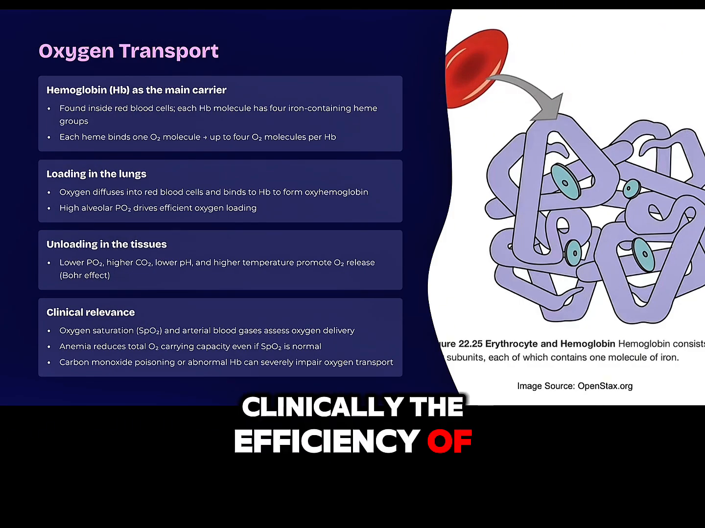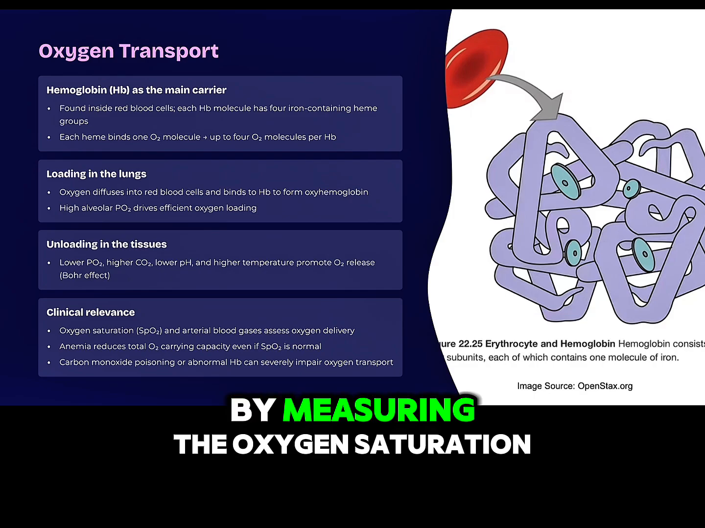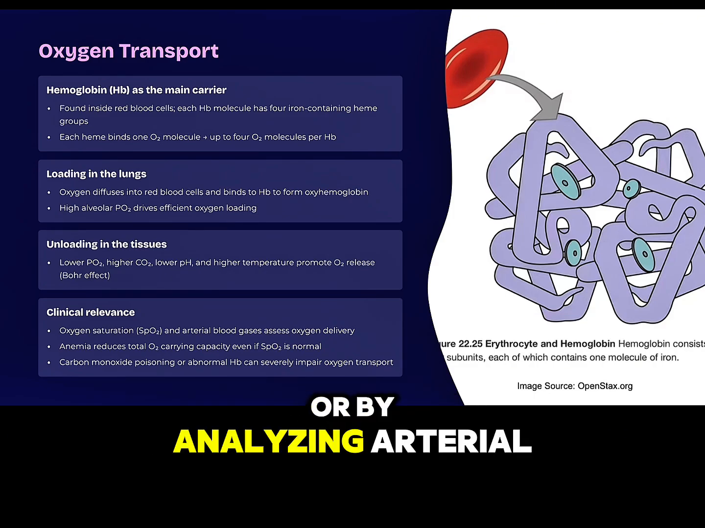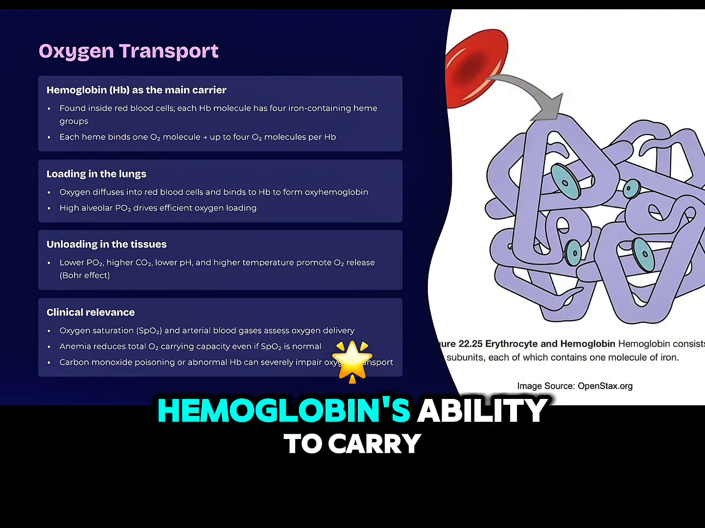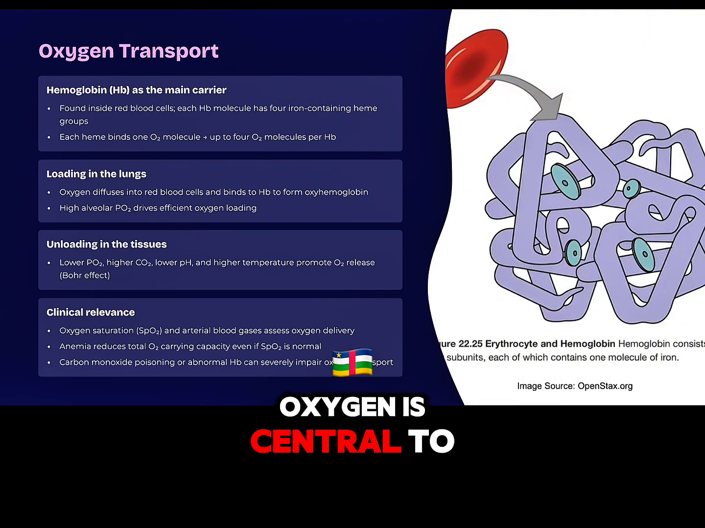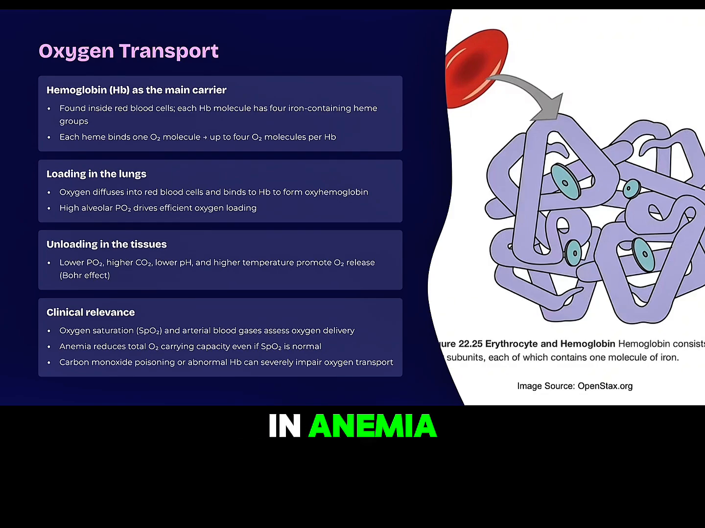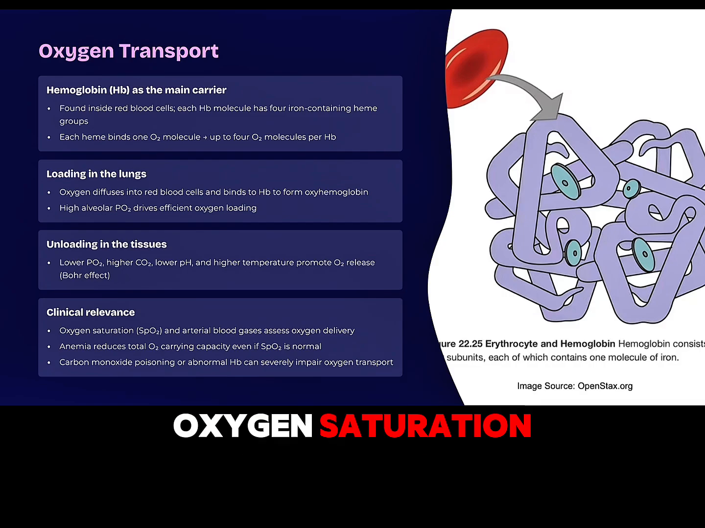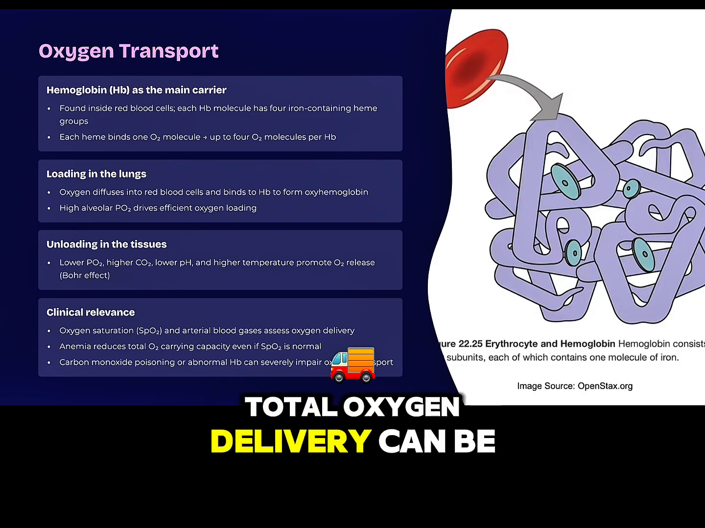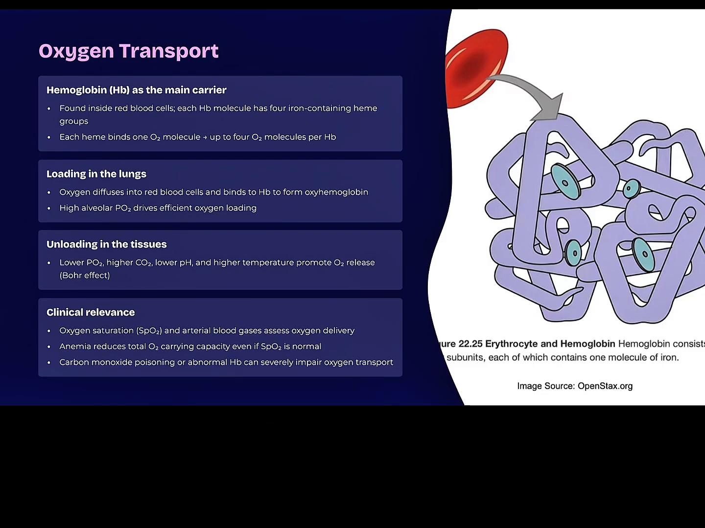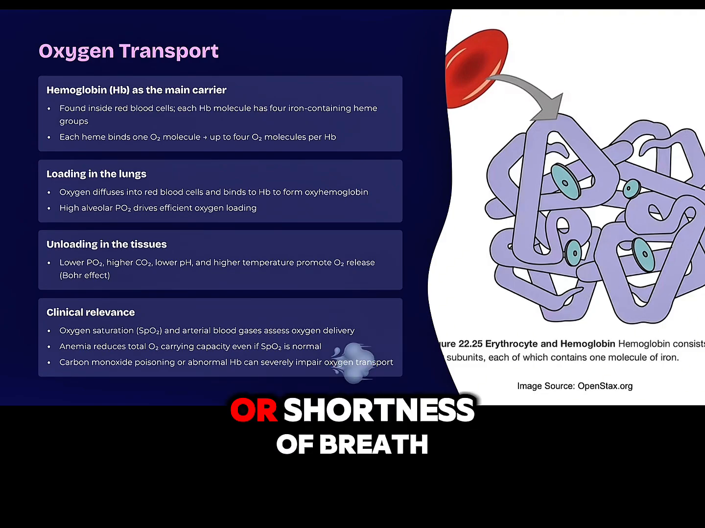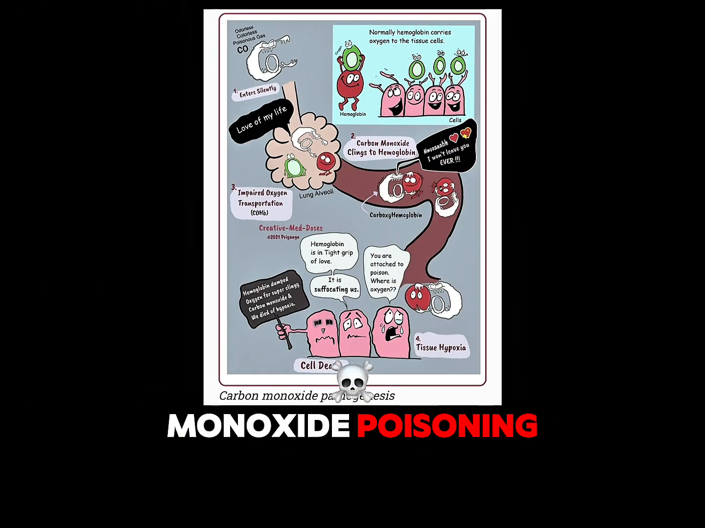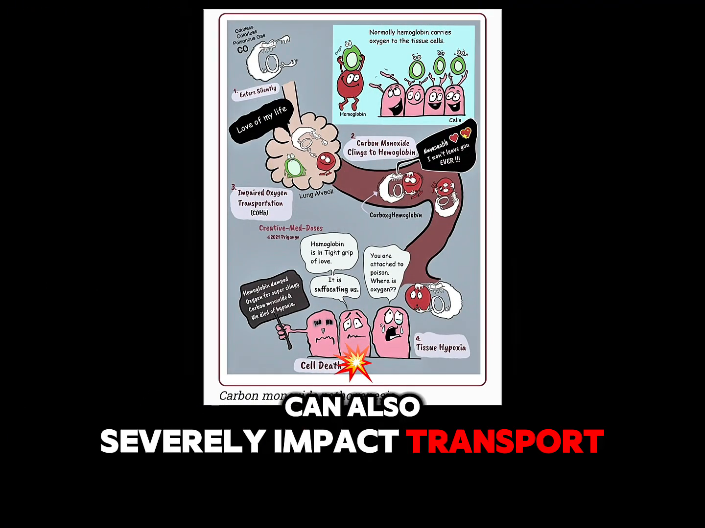Clinically, the efficiency of this system is assessed by measuring the oxygen saturation with a pulse oximeter or by analyzing arterial blood gases. Hemoglobin's ability to carry oxygen is central to patient care. In anemia, reduced hemoglobin levels mean that even with normal oxygen saturation, total oxygen delivery can be dangerously low, resulting in fatigue, pallor, or shortness of breath. Abnormal hemoglobin or carbon monoxide poisoning can also severely impact transport.